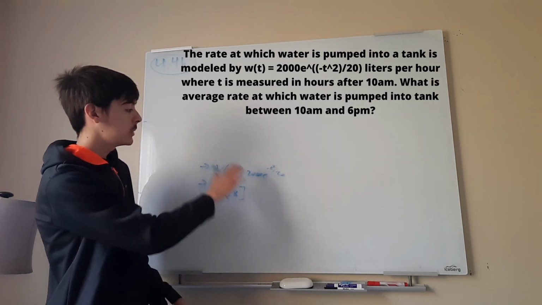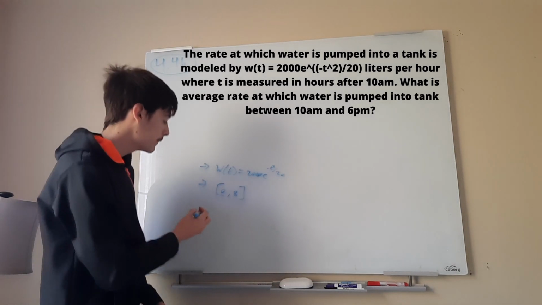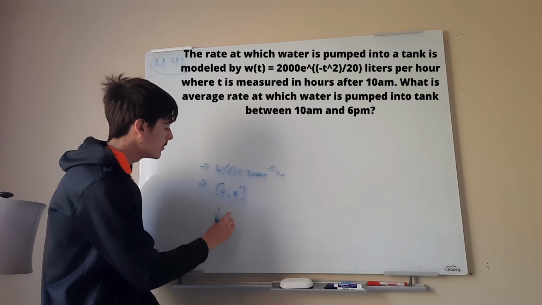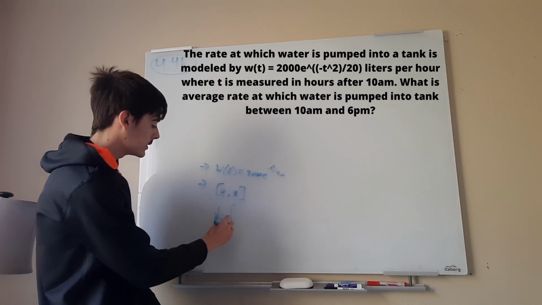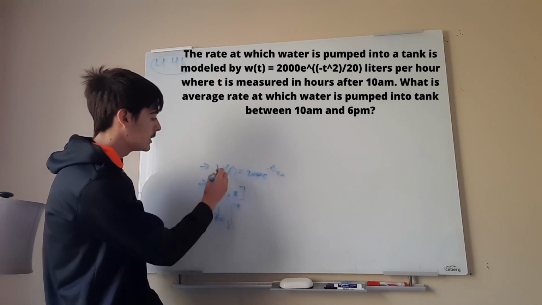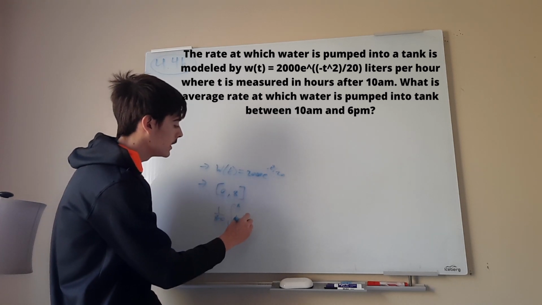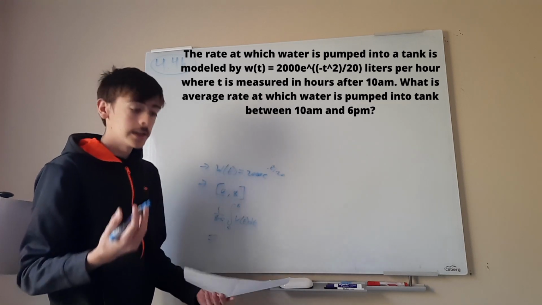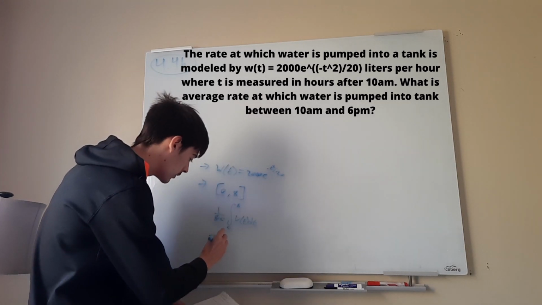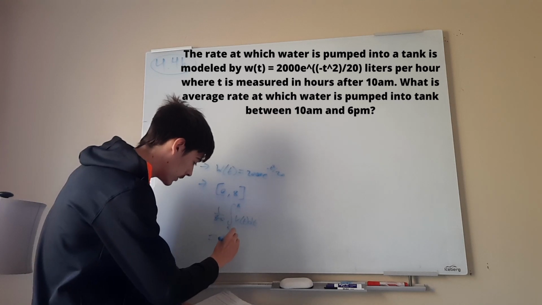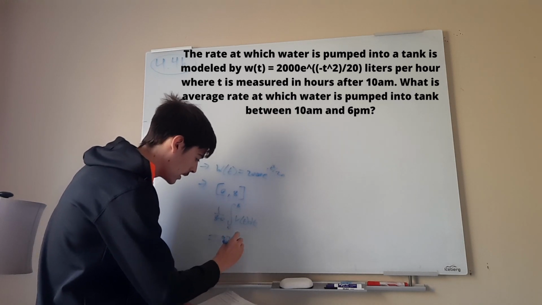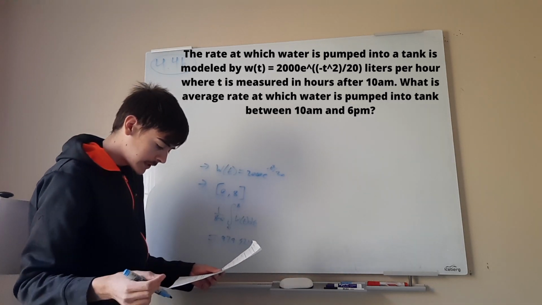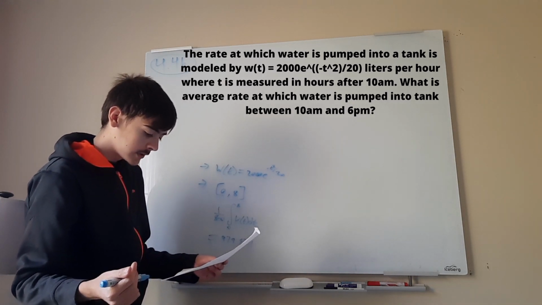And once we have this, we can use our formula again. So 1 over b minus a, in this case, would give us 1 over 8 minus 0, times the integral from 0 to 8 of just w of t dt. And from there, we can just go straight to our answer by plugging it into our calculator, and we will get an answer of 979.524.